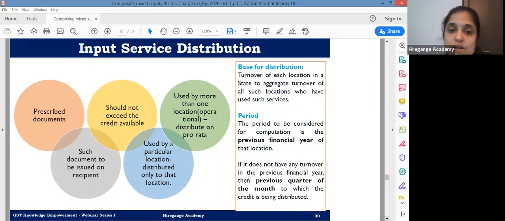Okay. If it is audit fee, then it is used by all, Kolkata, Chennai, and also let's say by the other locations like Bangalore, then distribute to all of them based on the turnover basis. So turnover in a state, to aggregate turnover of all the locations who have used the service, the period to be considered for computation of the turnover is the previous financial year of that location. And if there was no turnover in the previous financial year, then the previous quarter of the month to which the credit is being distributed, that turnover may be considered as well.